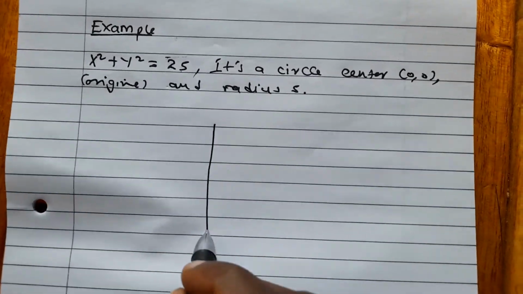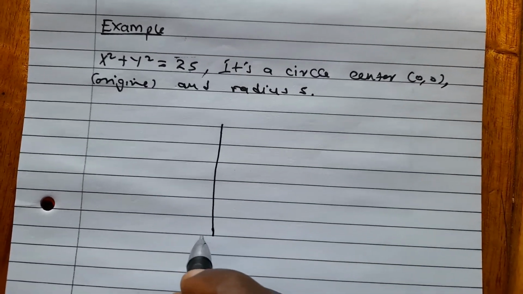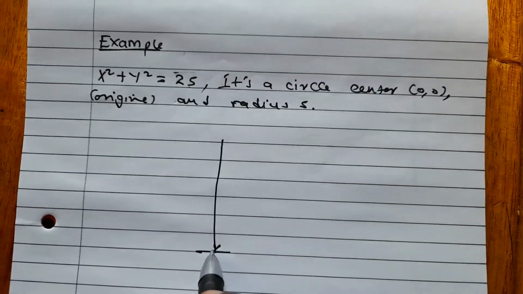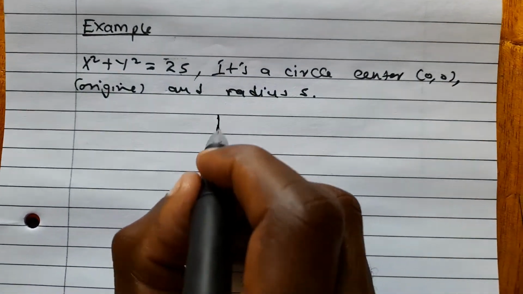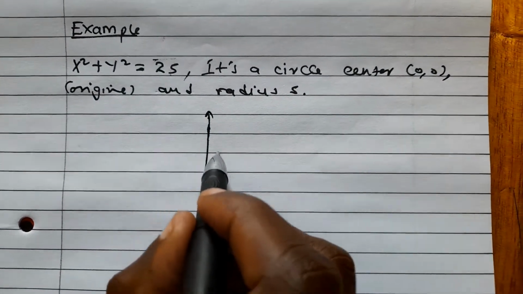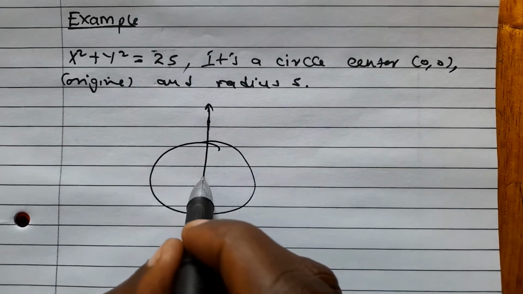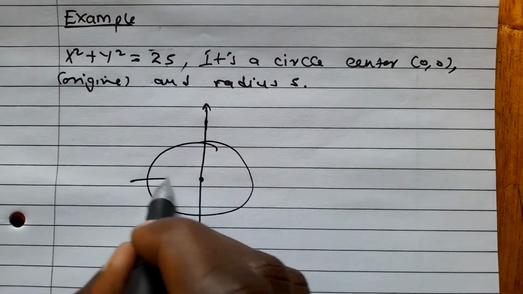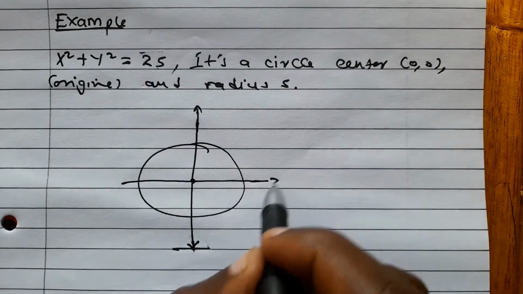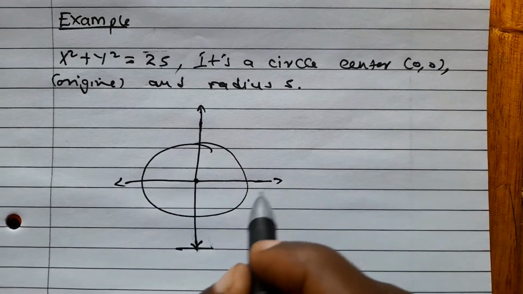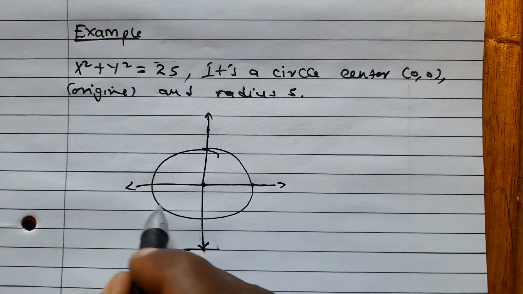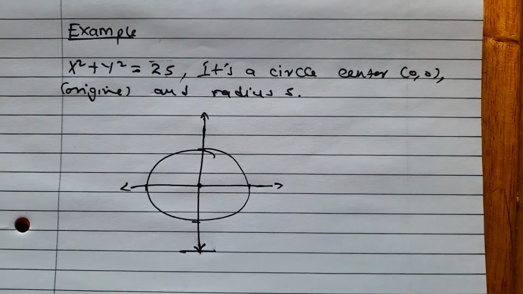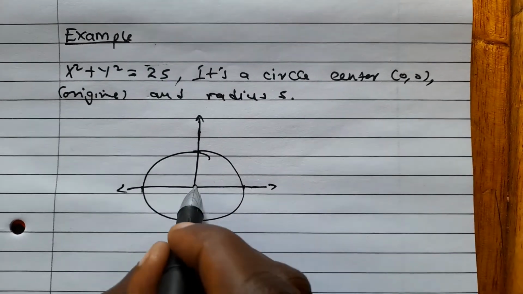If I represent this circle, okay, this should be the y-axis. If I represent this circle, this is my origin, so my x-axis should pass here. This is 5 here, this is 5 here, this is 5. That is not my interest though. So this is the center.